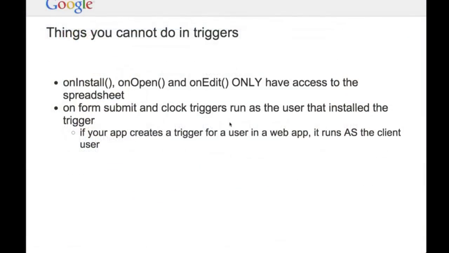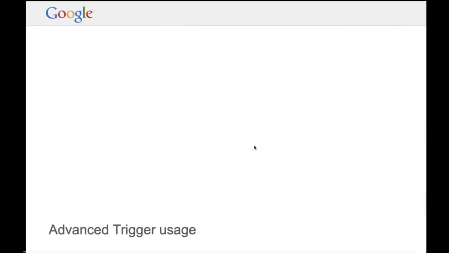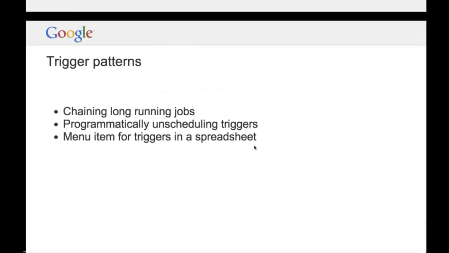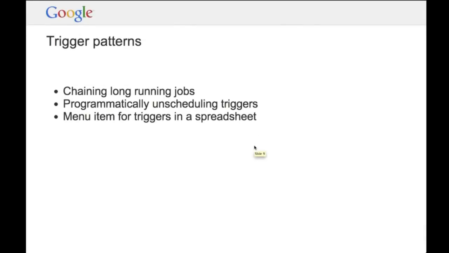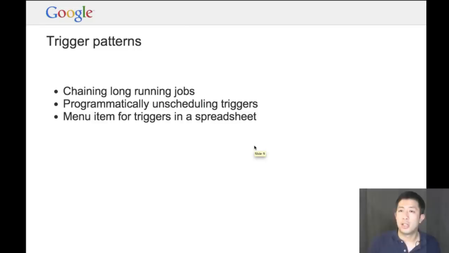Okay. So let's go and talk about some advanced patterns. So there are 3 patterns I want to talk about, and of where you would use triggers outside of the examples I've shown you. One is when you want to chain long-running jobs. Like right now, as you know, there's a limit to how long a trigger can run. So let's say you want to run a job that's going to take, say, an hour. Well, how would you do that? Well, you really can't right now, but you can with triggers.